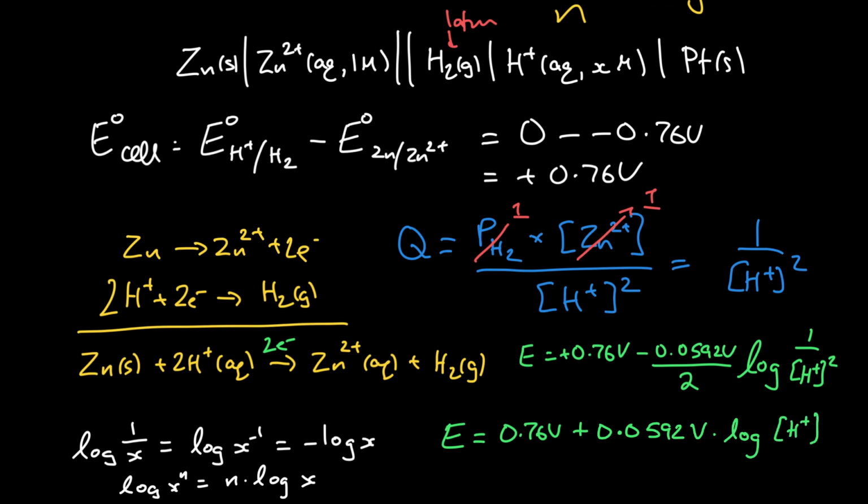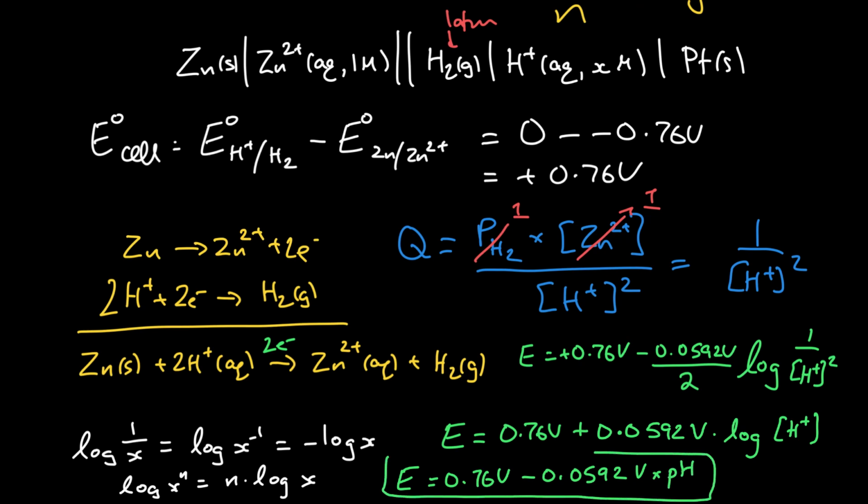In fact, we might say, gosh, that's reminding us of pH. pH is just minus the log of the H plus ion. So if we measure the cell voltage, we can show it's related to the pH by just saying it's equal to minus 0.0592 volts times minus log H plus, so that is pH. So essentially, we have created ourselves a pH meter.